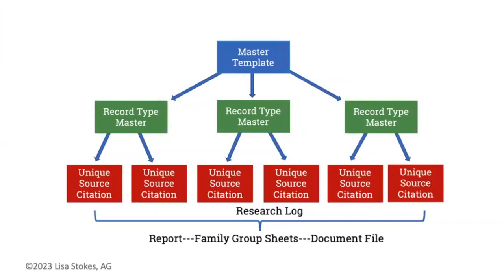Once you decide on your master template, you can use it to develop your record type master templates. Then you would use the record type template master to create unique source citations every time you run into a new source. As you create each unique source citation, I do that in my research log. You could also do it in a report or something if you had a project going like that. And then from the research log, I place the citations in the report, the family group sheets, or the document file. Oftentimes I use the same citation in multiple projects, so having a central location in the research log is essential.